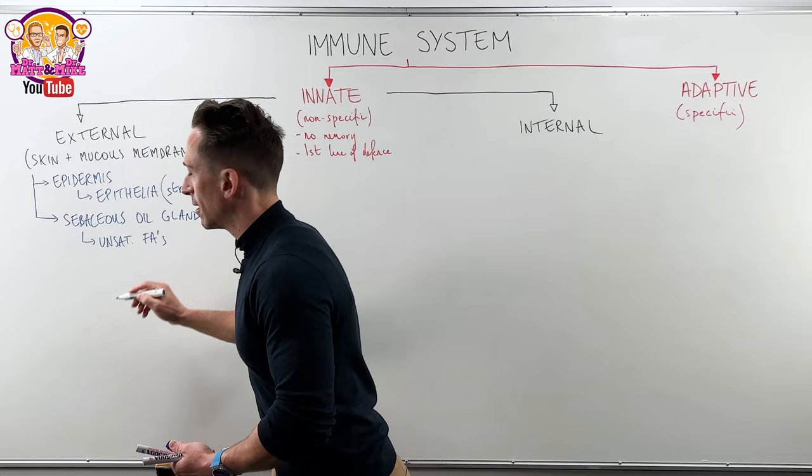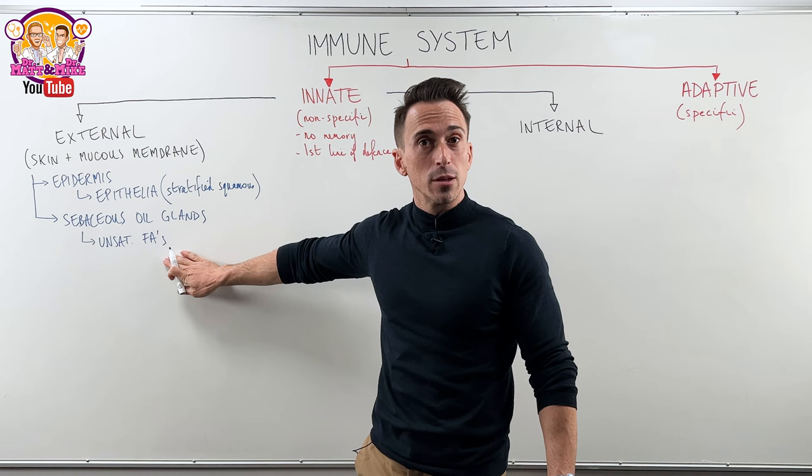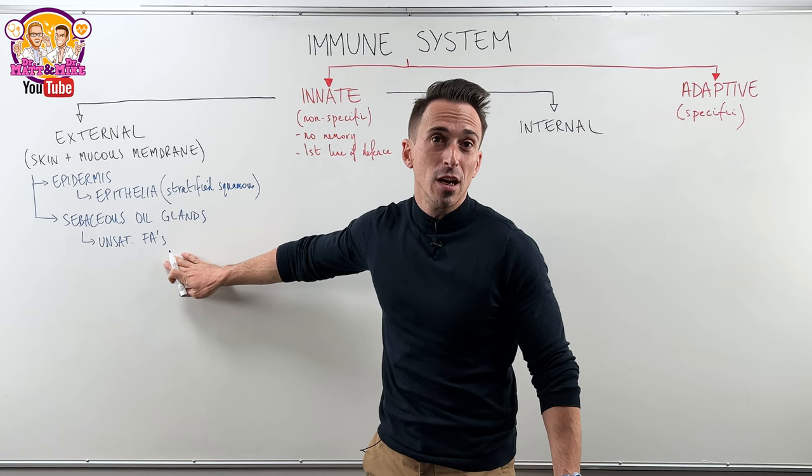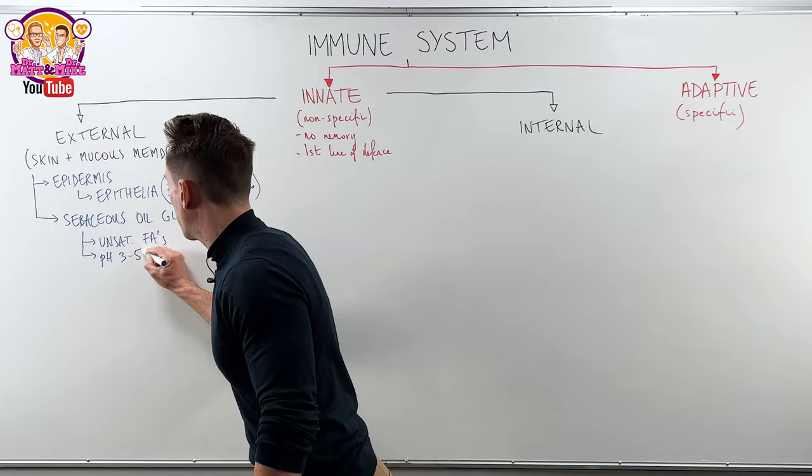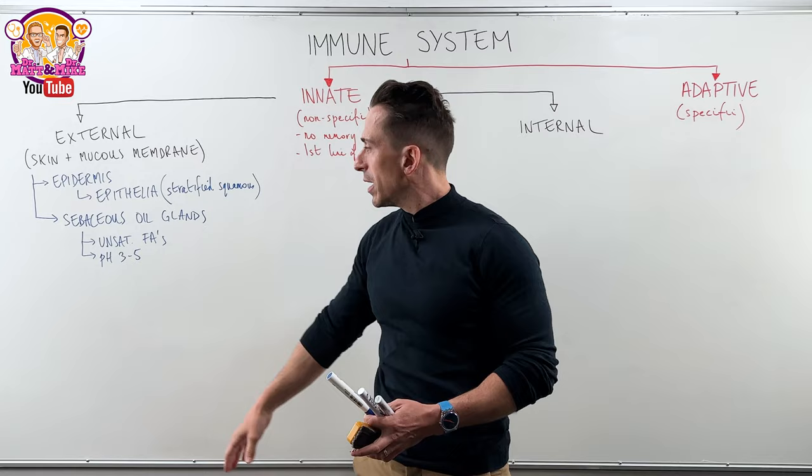Now, what's that got to do with anything? That is a poor energy source for microbes. Viruses, bacteria, fungi really don't like using unsaturated fatty acids for energy. So it's not a great environment for them to grow and thrive on. The other thing is that our sebaceous oil glands have a pH of around about 3 to 5, which again, makes it an inhospitable environment for microbes. So that's our sebaceous oil glands, but we know our skin also secretes sweat.